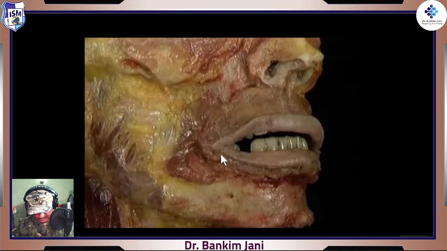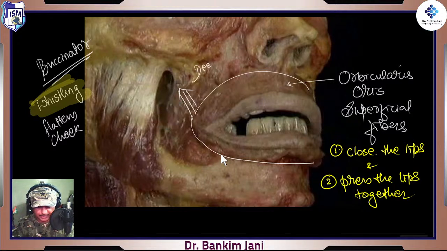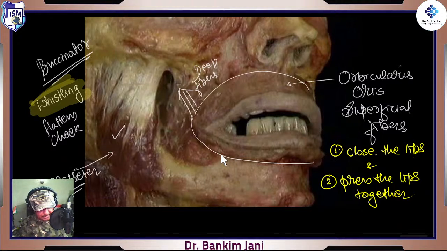Now, I wrote something over here, but I'll write it here. So these are the deep fibers. Now, you know this muscle, this one, right? That bulldog muscle, masseter. So this is the masseter, and the buccinator, in between, there is a space. And this space is covered by fat.